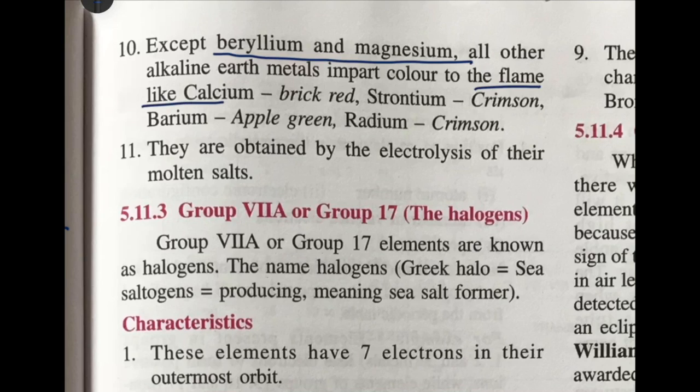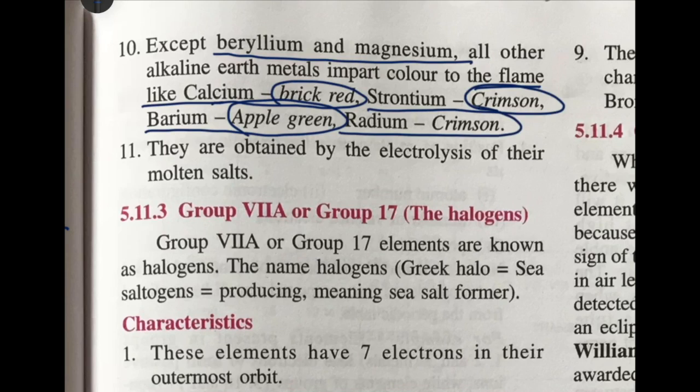These colors are very important, children. Calcium gives brick red, strontium crimson, barium apple green, radium crimson. These colors are important, that is the color of the flame. It is also known as the flame test. How do you obtain these metals? By the electrolysis of their molten salts.